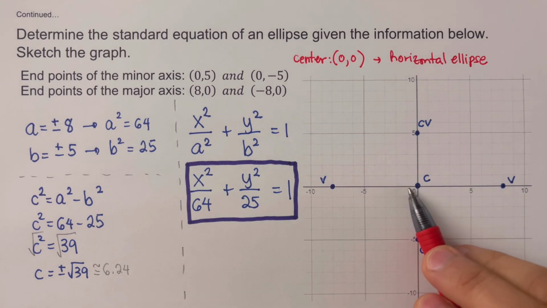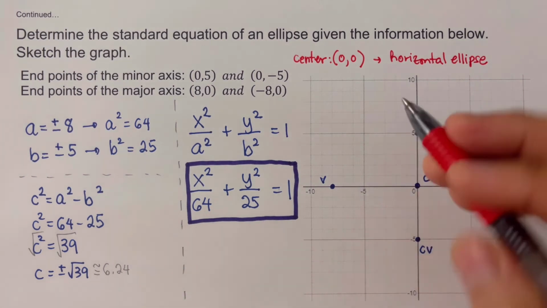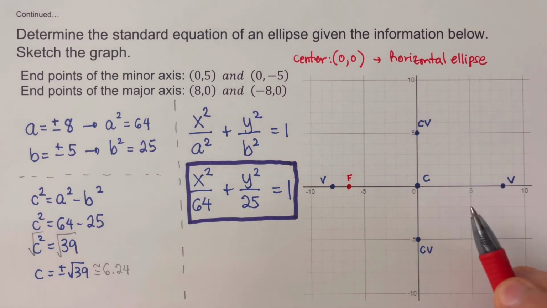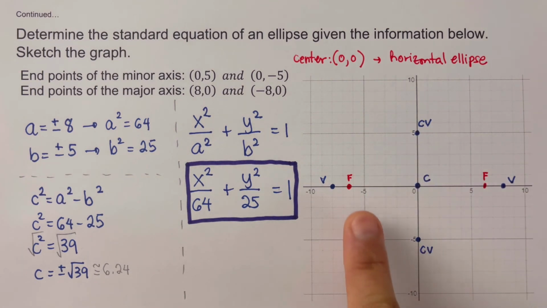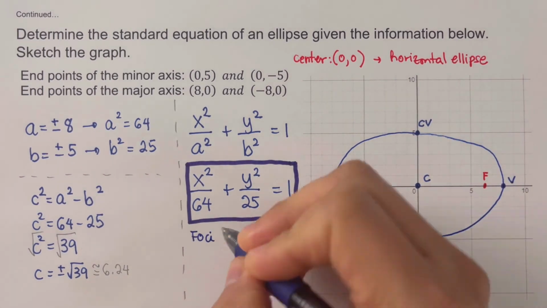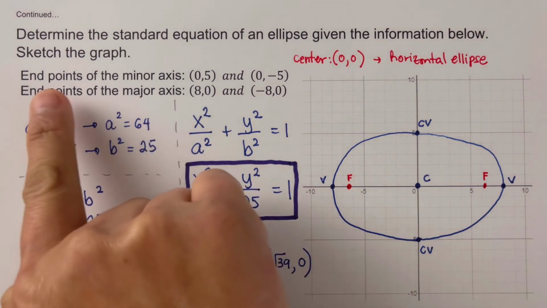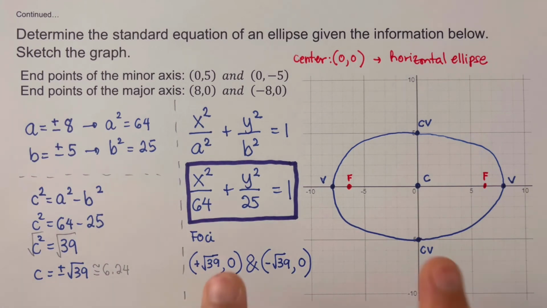So from here, I go count 6.24. So 5, 6, and then 0.24 should be somewhere around here. So this is our first focus. And then the other focus would be across. So that's 6.24. So that should be the other focus right here. So that we can go ahead and sketch the graph of the ellipse and determine the coordinates of these two foci. So this is the equation of this problem that we have right here, and this is the graph of this equation. Did you get the same answers as this?